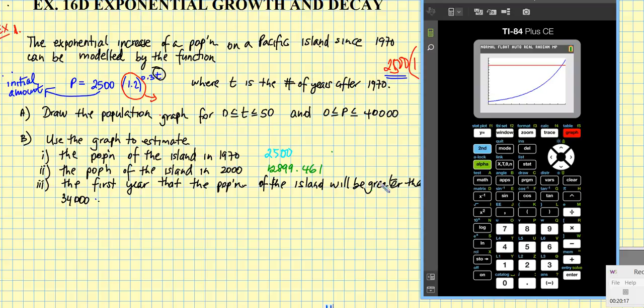So what I can do now is go to second function calculate, and instead of looking for the value, I could look for the point of intersection. So I did second function calculate, and I go to number 5, which is the point of intersection. Now, we've done this many times before, where you are looking for the point of intersection between two curves or two lines or whatever.